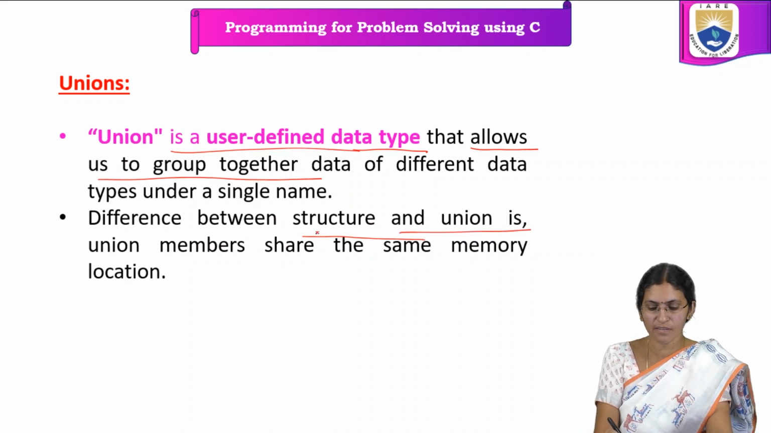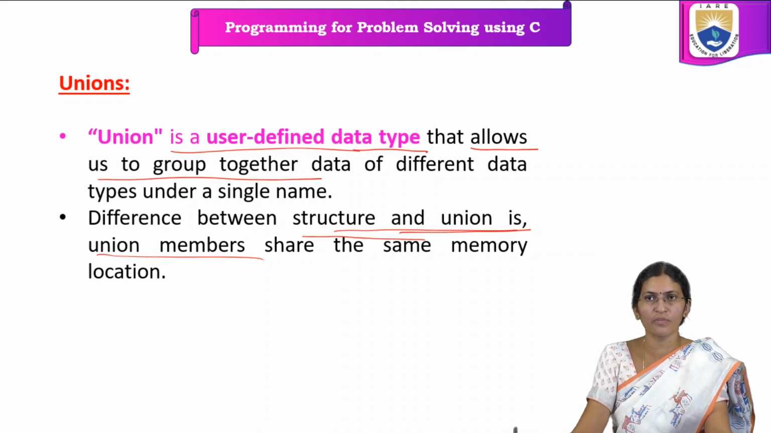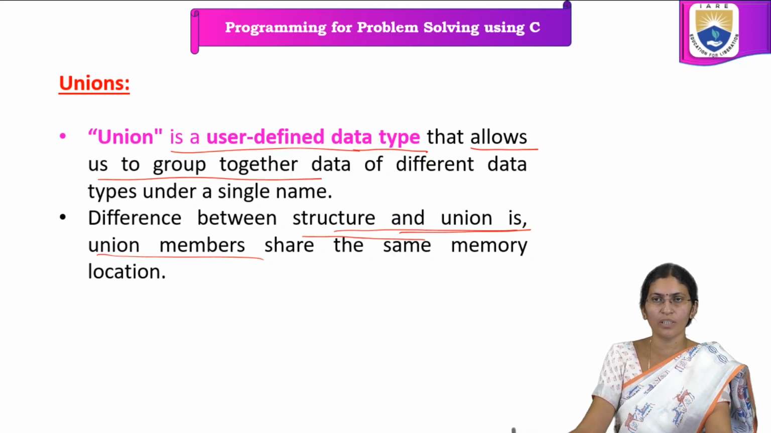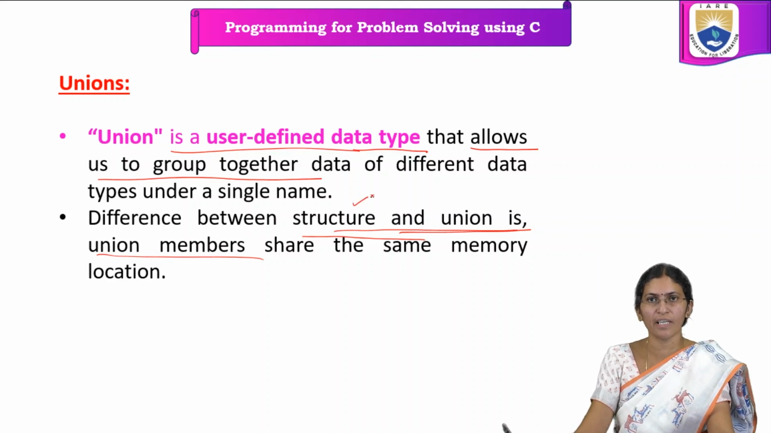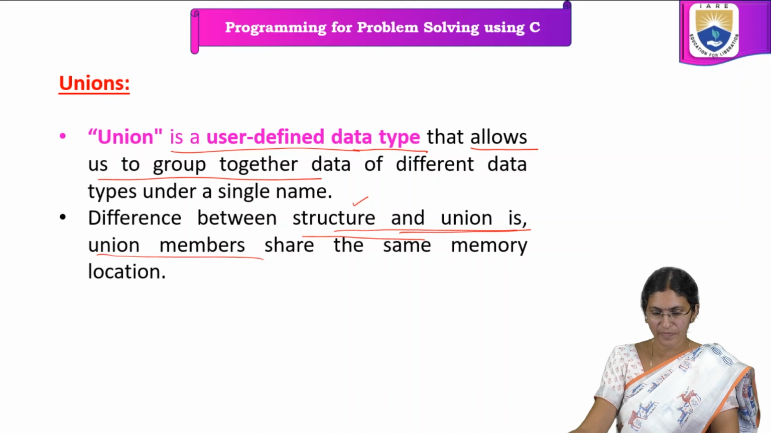The main difference between structure and union is that union members share the same memory location. All the members of the union share the same memory location, whereas in case of structure, each member has its own memory location. We can understand it with the help of a program.